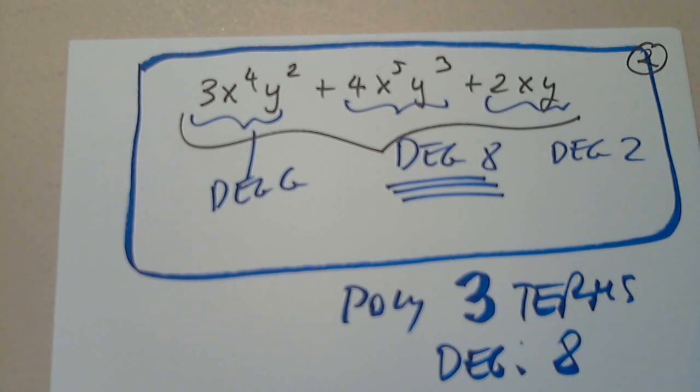Good. The same thing. What would be the degree here? 7. Yes. Perfect. The coefficient will be -8. Good. Let's move on. Now, what type of polynomial is this? Binomial. This is a binomial. It has 2 terms.